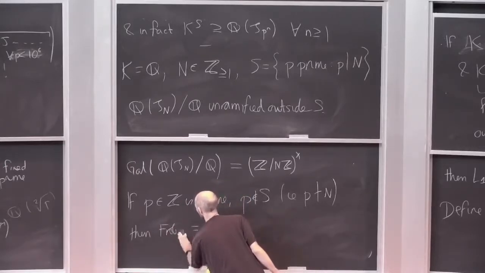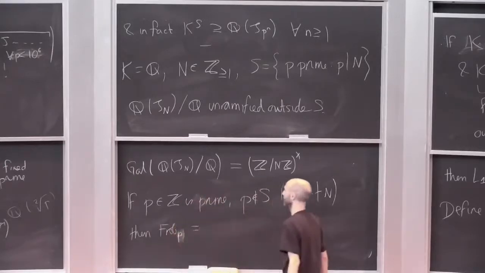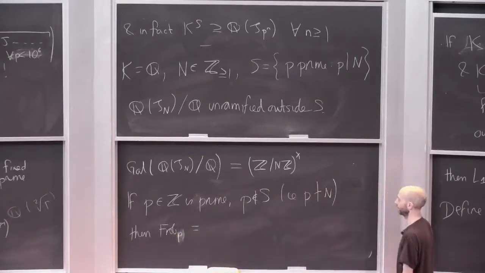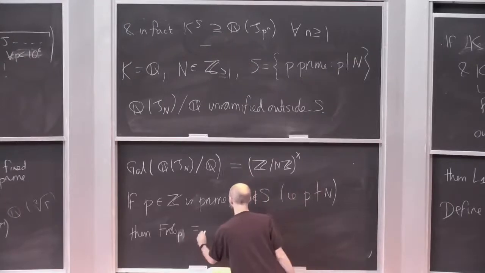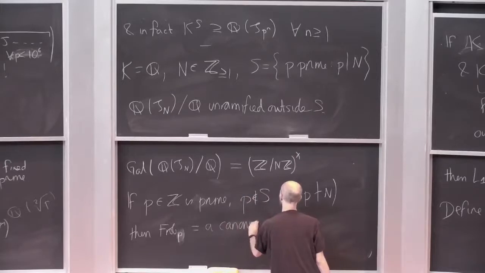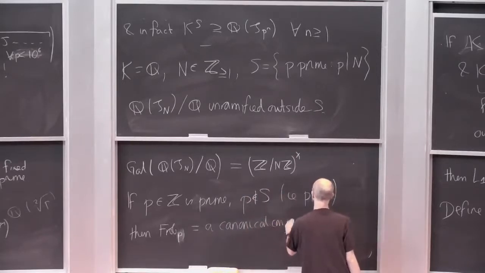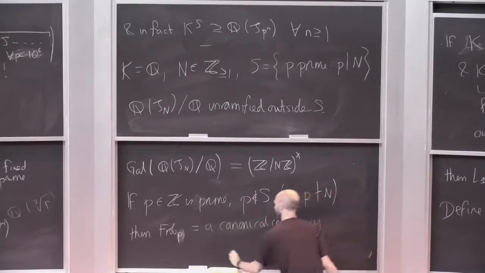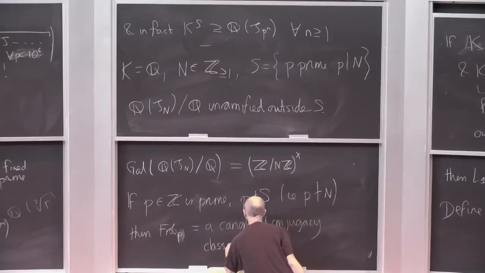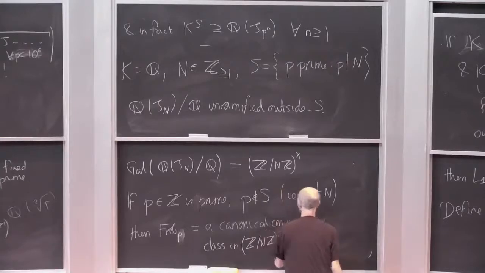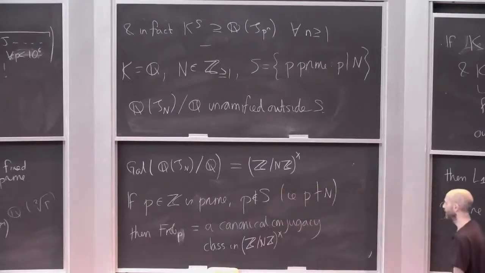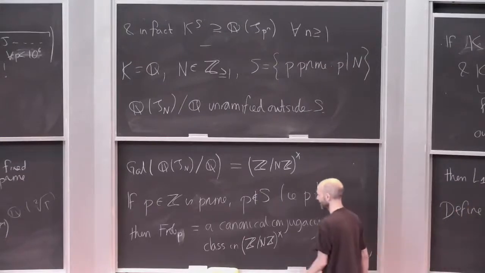This is just now a prime number. That's not supposed to be a capital P. That's supposed to be a curly p downstairs. That's going to be a canonical conjugacy class in the abelian group (Z/nZ)*. So conjugacy class is just a fancy way of saying element, right? A canonical conjugacy class in (Z/nZ)*.